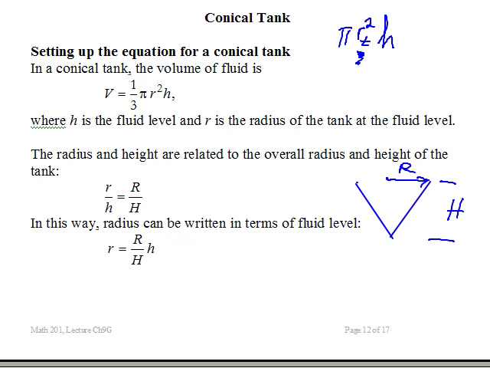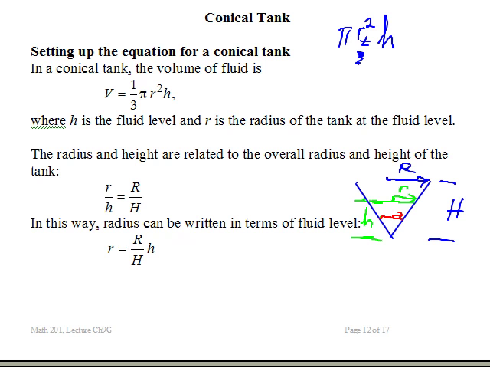Now when the fluid is in the tank, I'm going to get a different color, say it's at this level, then the radius of the fluid at this level we'll call little r, and here's the height of the fluid level, h. You see h and r are related. If I drain more out of the tank, I'll be down here, and now r is smaller.